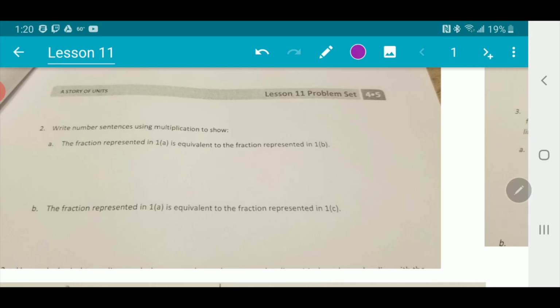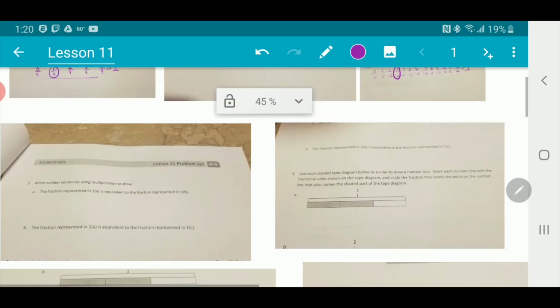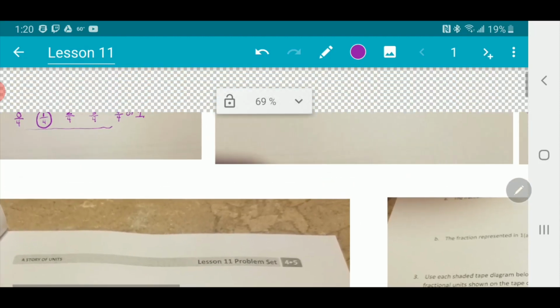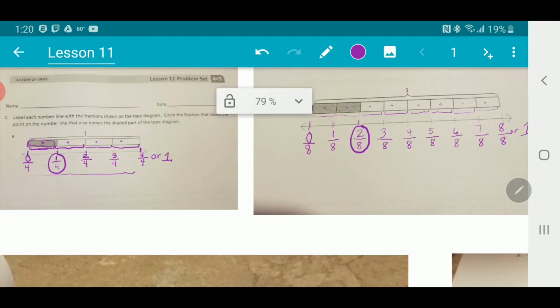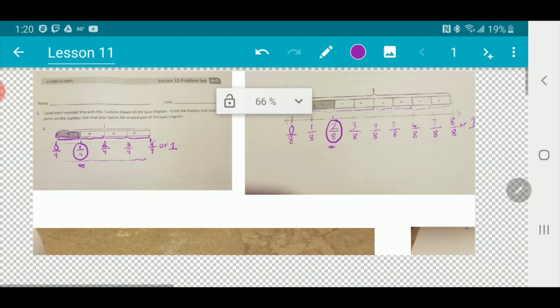So for 2A, it says the fraction represented in 1A is equivalent to the fraction represented in 1B. They want us to write a number sentence using multiplication to show that. So we're going back to 1A, that's on page 1. We got the answer of 1/4. For 1B, we got the answer of 2/8. They want us to show how those two fractions are equivalent using multiplication.